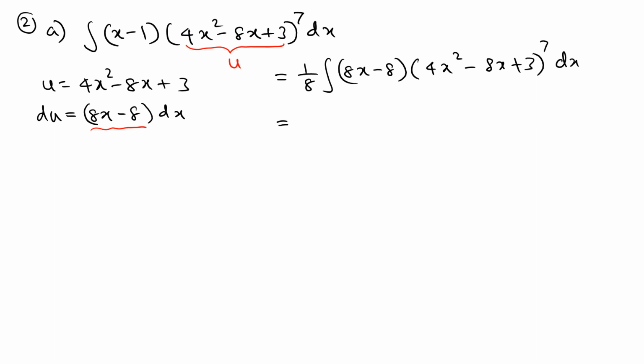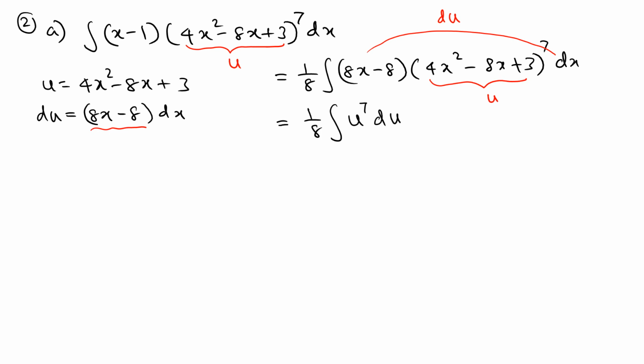So it is going to be 1 over 8. You can see that this is simply u, so it's going to be u to the 7th power. And if you combine 8x with dx, these two together are simply du. So that is the problem. It simply comes to that.